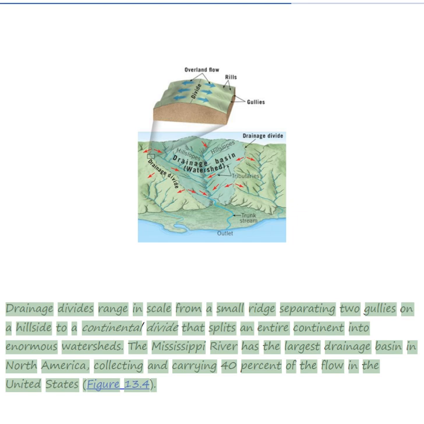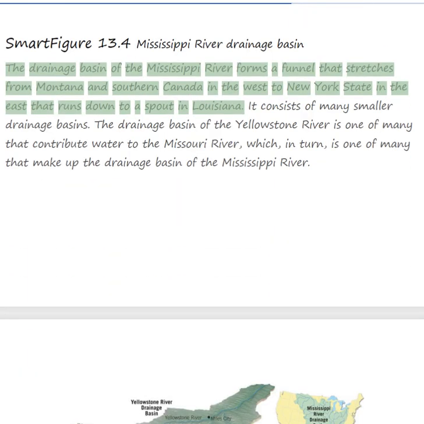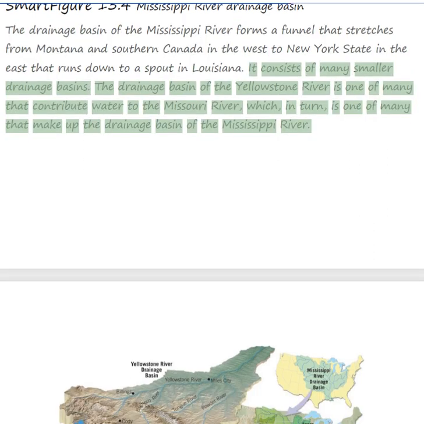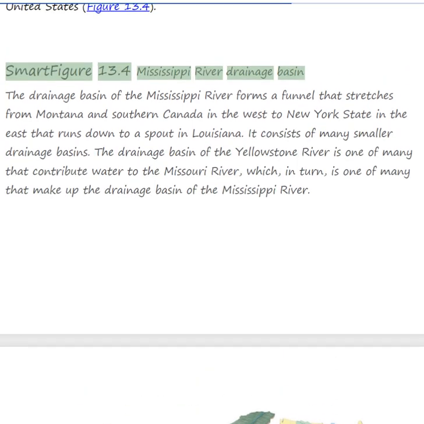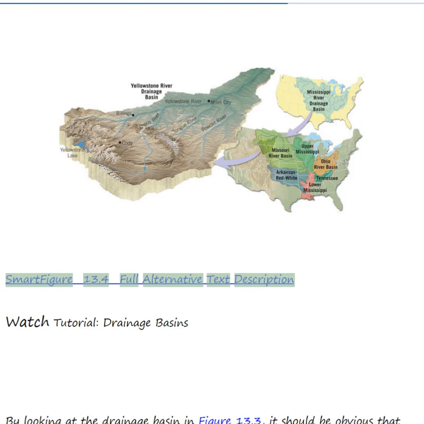The Mississippi River has the largest drainage basin in North America, collecting and carrying 40% of the flow in the United States. The drainage basin of the Mississippi River forms a funnel that stretches from Montana and southern Canada in the west to New York State in the east that runs down to a spout in Louisiana. It consists of many smaller drainage basins. The drainage basin of the Yellowstone River is one of many that contribute water to the Missouri River, which, in turn, is one of many that make up the drainage basin of the Mississippi River. Smart Figure 13.4 Mississippi River Drainage Basin.